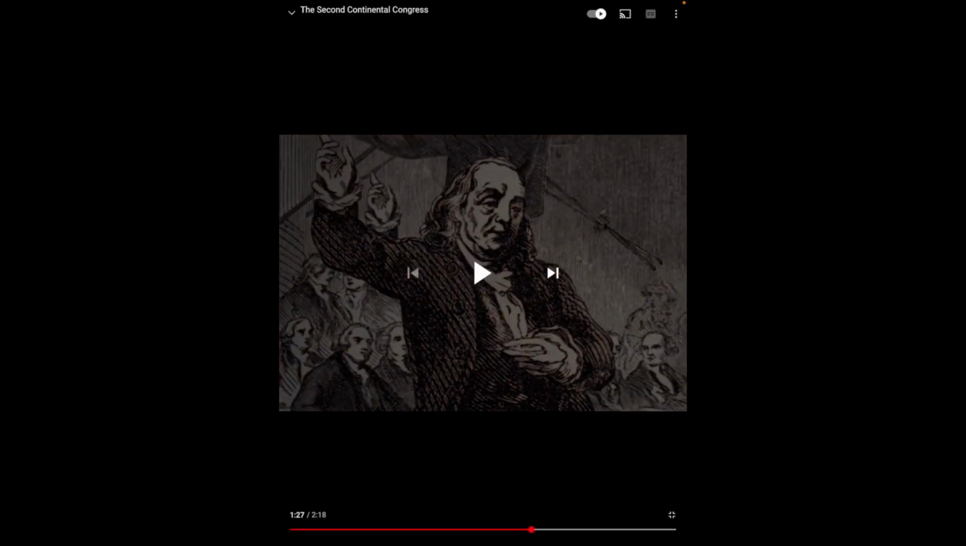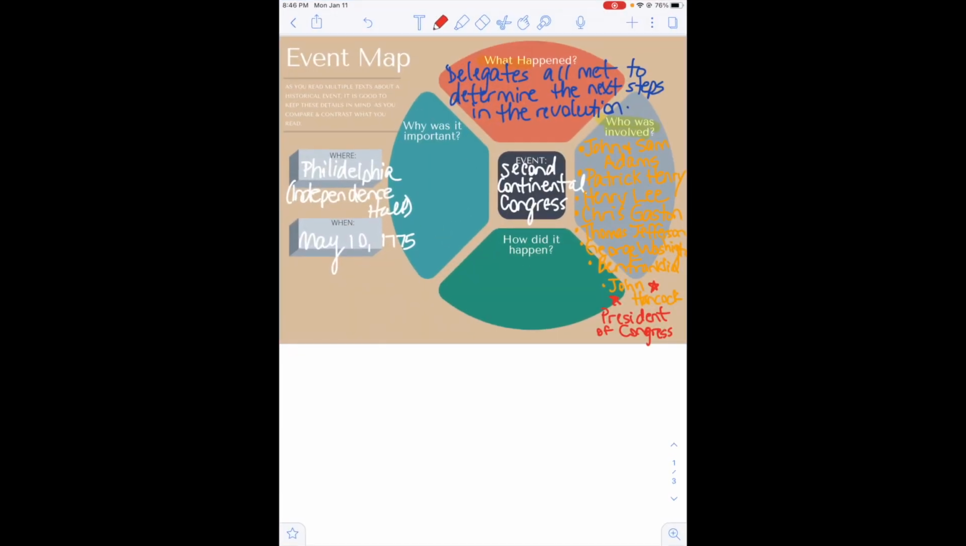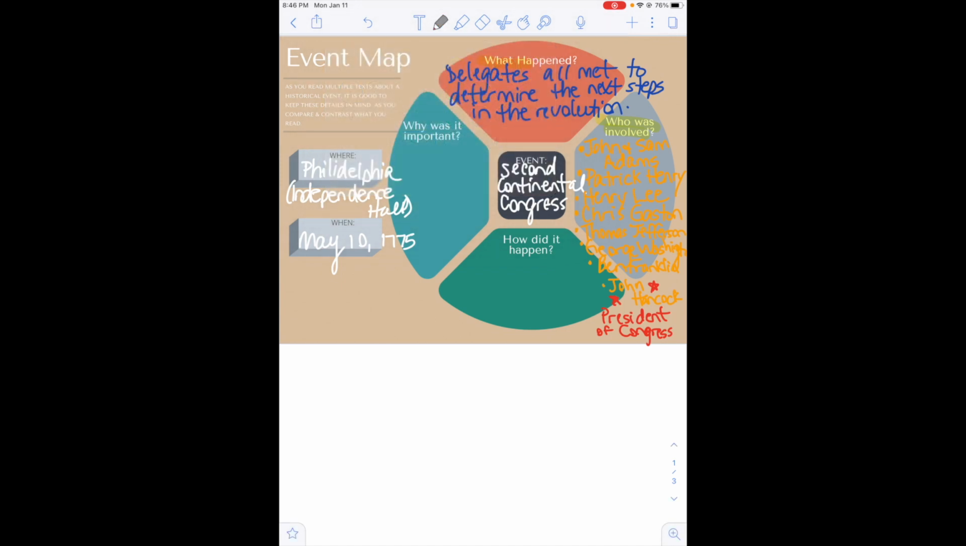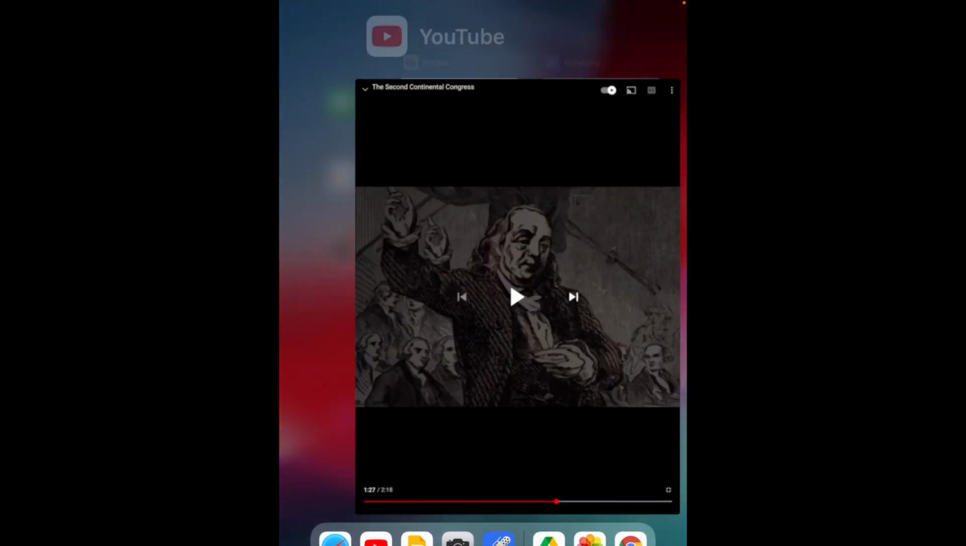And he proceeded that. So I want to make sure, like, how did it happen? One of the main things that was going forward was that Ben Franklin was persuading Congress to break away from England.